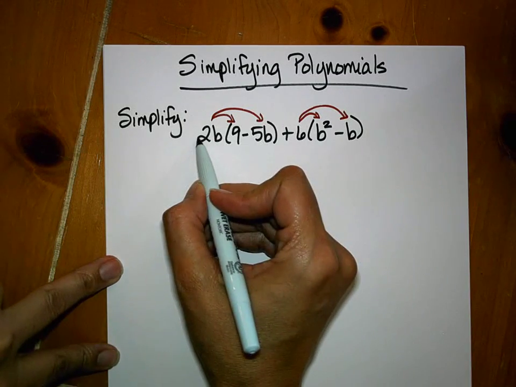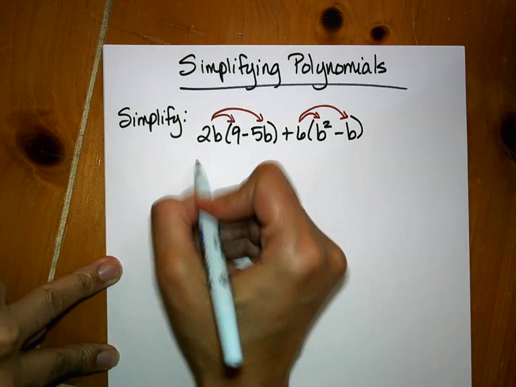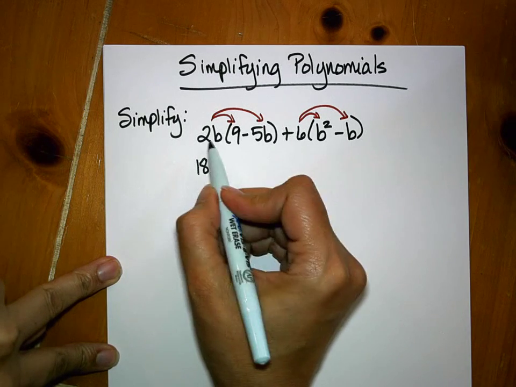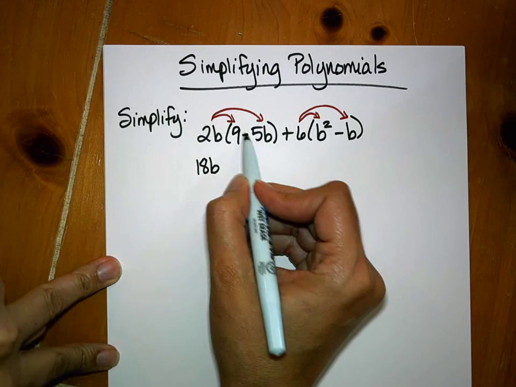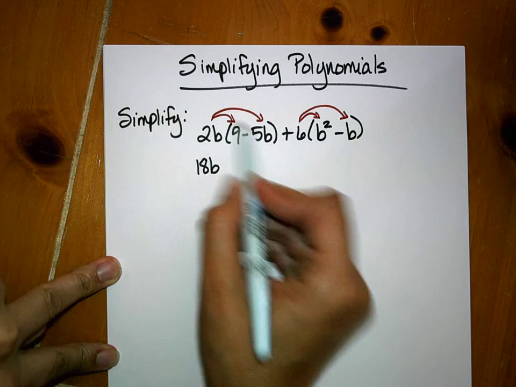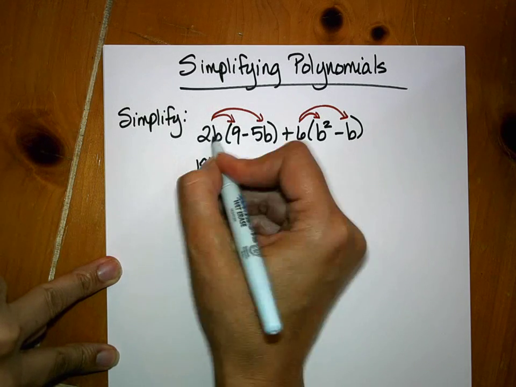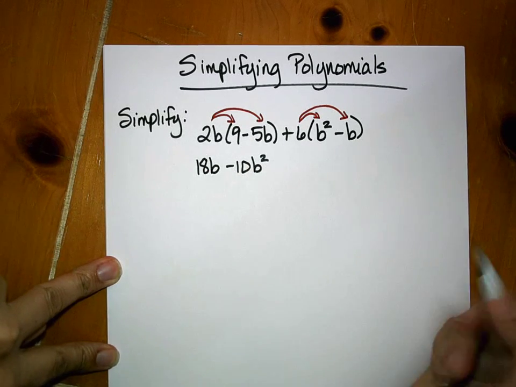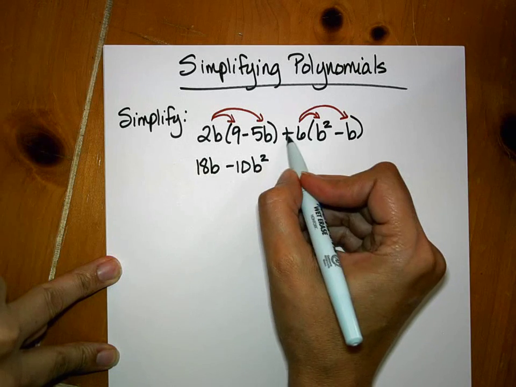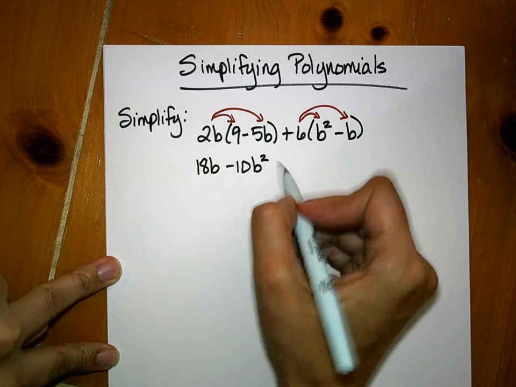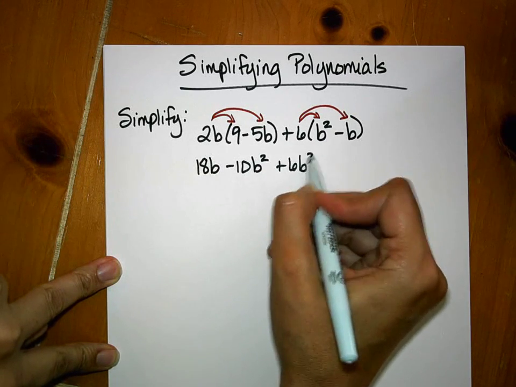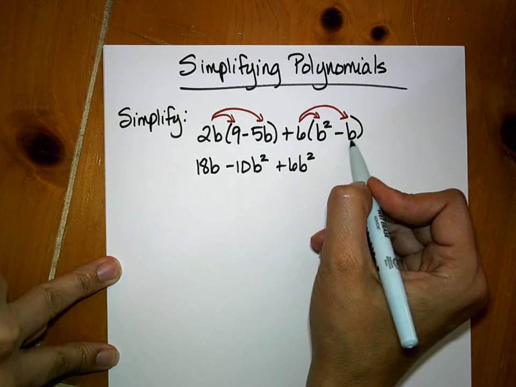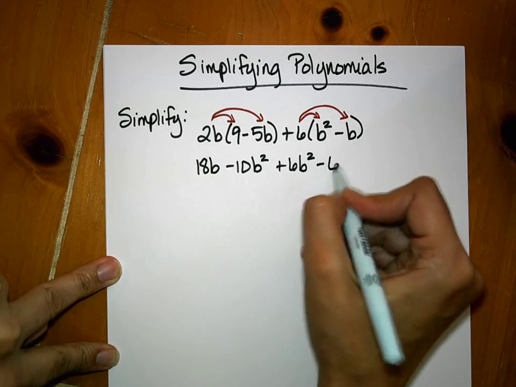So first I'm going to take my 2b and multiply it by 9, 18b. Now I'm going to take my 2b and multiply it by a negative 5b. 2 times negative 5 is negative 10, and b times b is b squared. Now I'm going to take my positive 6 and multiply it by b squared, and take my positive 6 and multiply it by a negative b.